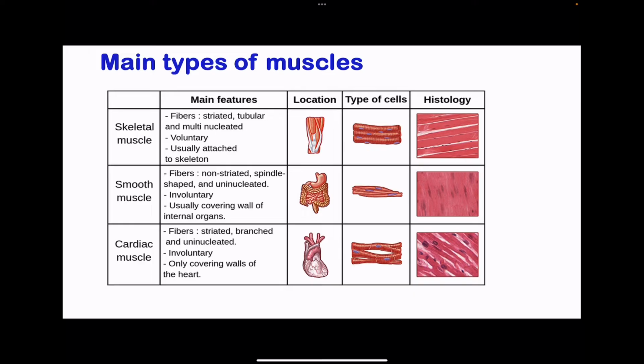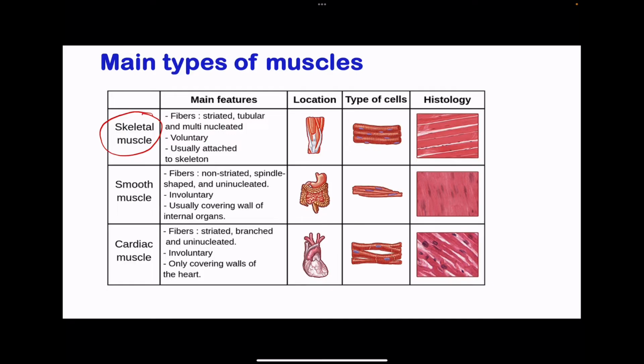They have a good supply of blood to deliver oxygen as well as nutrients for the contraction process. And they can be stimulated by the nervous system as well as by hormones. The main types include the skeletal muscle. The skeletal muscle is voluntary.